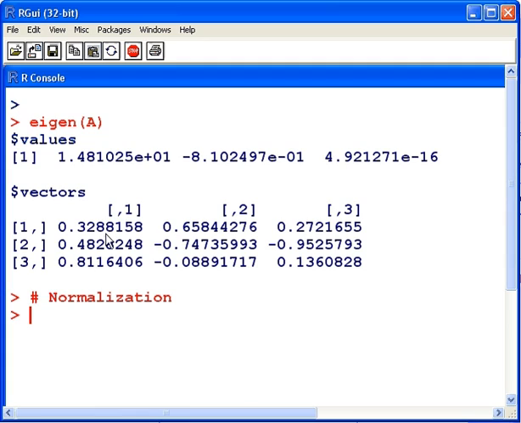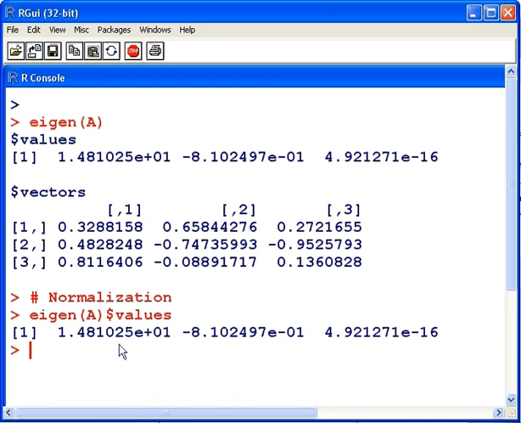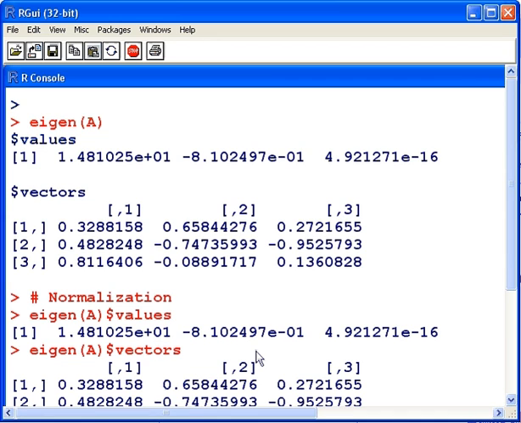The second thing I want to remark upon is, suppose I want to isolate the eigenvalues directly, access the eigenvalues on their own. What I would do there is use the dollar sign symbol to access the eigenvalues directly and just disregard the eigenvectors. Here we have very small numbers as it is. It's just as a result of the numbers I picked. And likewise for eigenvectors, there we have it there.